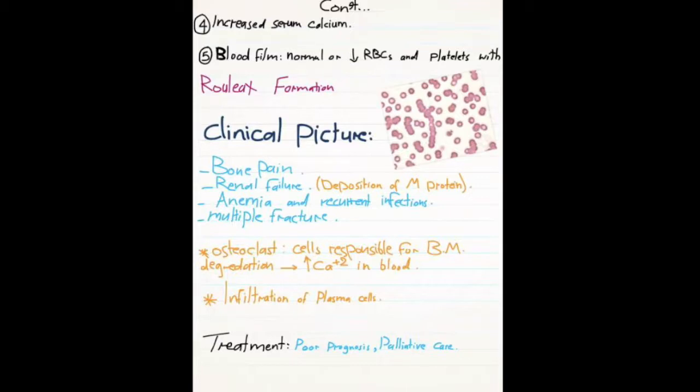After that, we are going to see an increased serum calcium, or hypercalcemia, and we are going to know why that is in just a moment. In the blood film, usually we see a normal or reduced count of red blood cells and platelets, with an important formation called Rouleaux formation. What is it? Rouleaux formation we can see right here in the picture. This is Rouleaux formation.